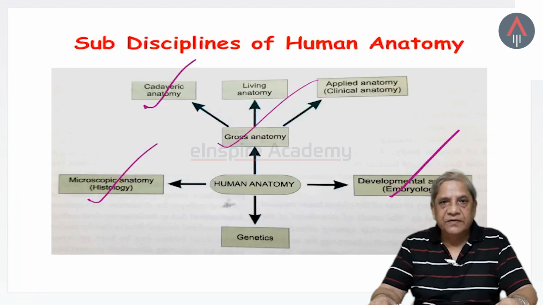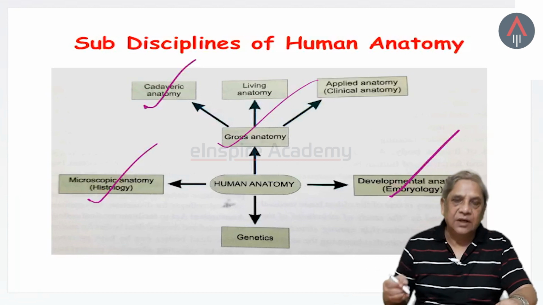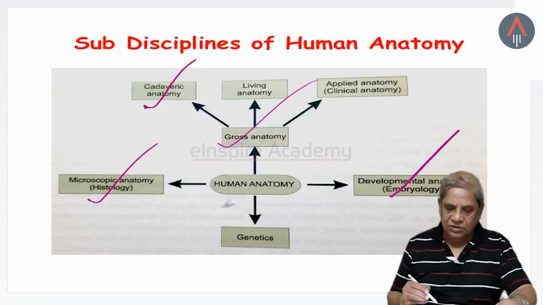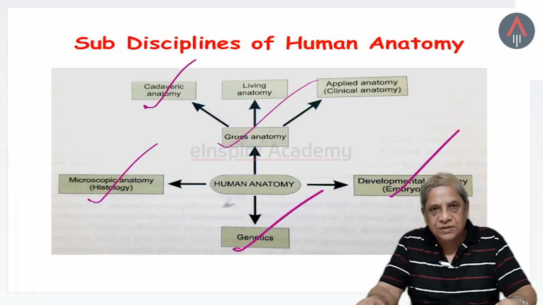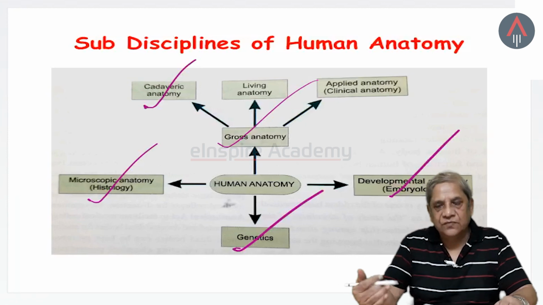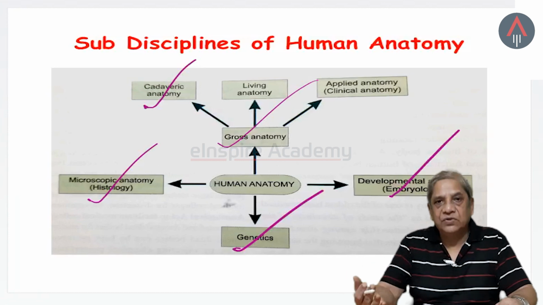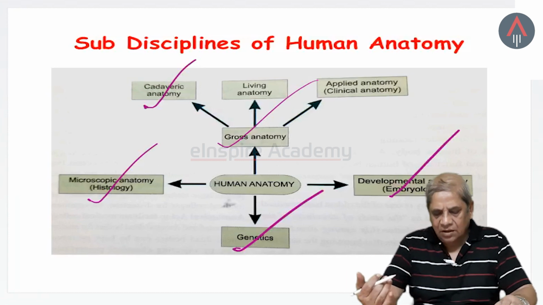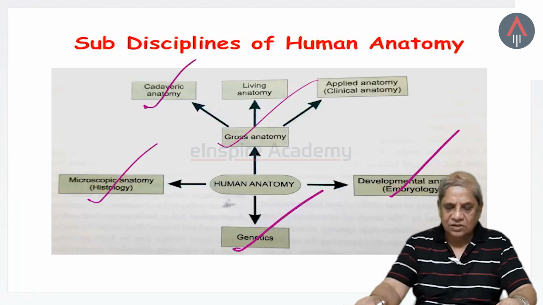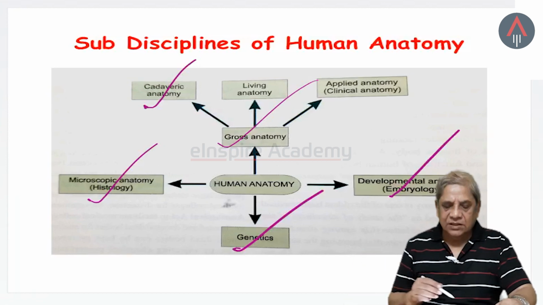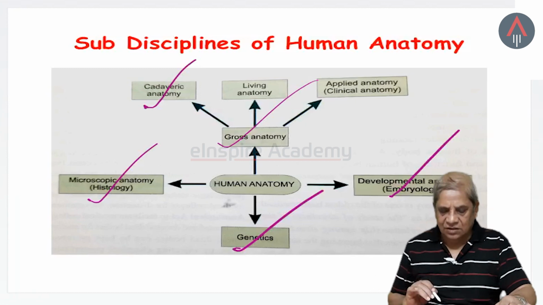And lastly, we will also teach you genetics, which will deal with the laws of inheritance, how a particular character is transmitted from one generation to the next generation, what the structure of the genes is, and what genetic diseases we can control, or which cannot be controlled or treated. All those genetic diseases we will learn in this branch. Okay, so these are the various subdisciplines of human anatomy, and we will just take it further.